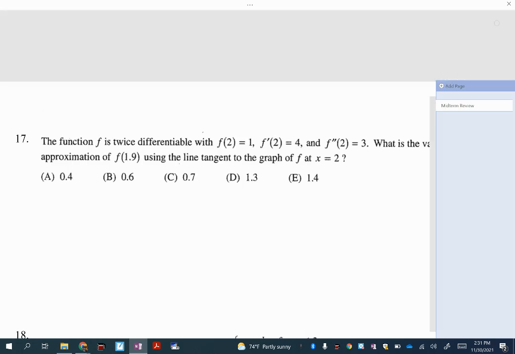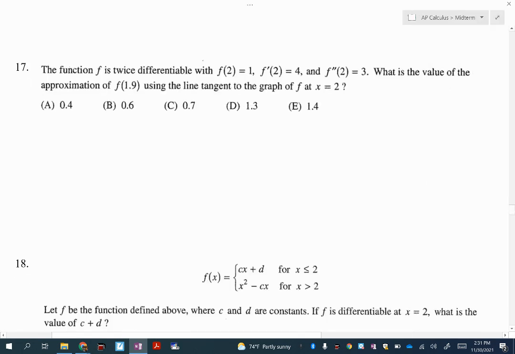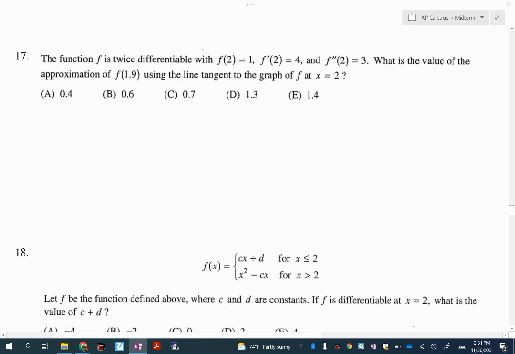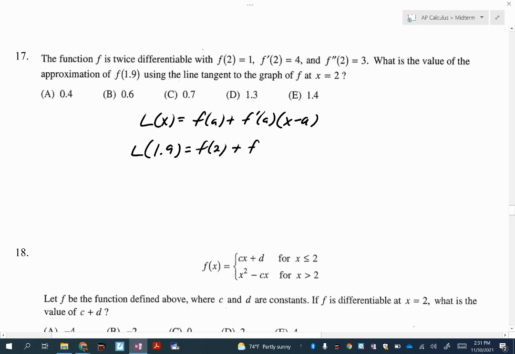Okay, 17. So 17 says the function is twice differentiable and gives us all this information. This is a linear approximation. Here's the formula that we used in the past and you used on the chapter 4 test. So I'm trying to find the linear approximation of 1.9. So I'm going to do f of 2 plus f prime of 2 times 1.9 minus 2.